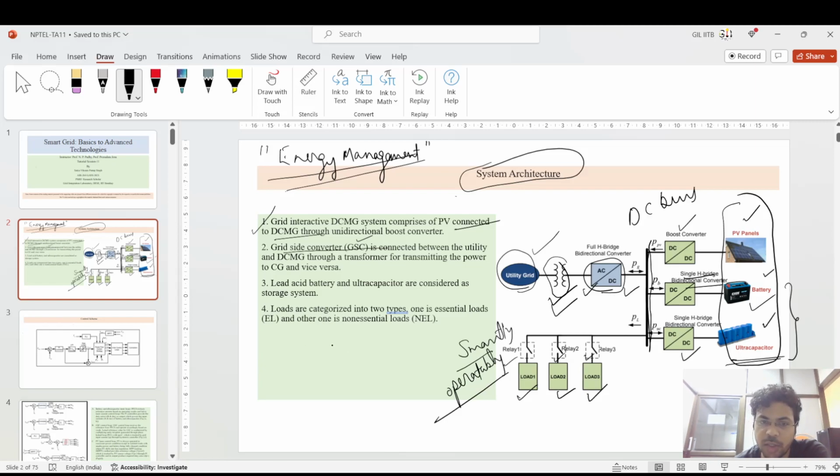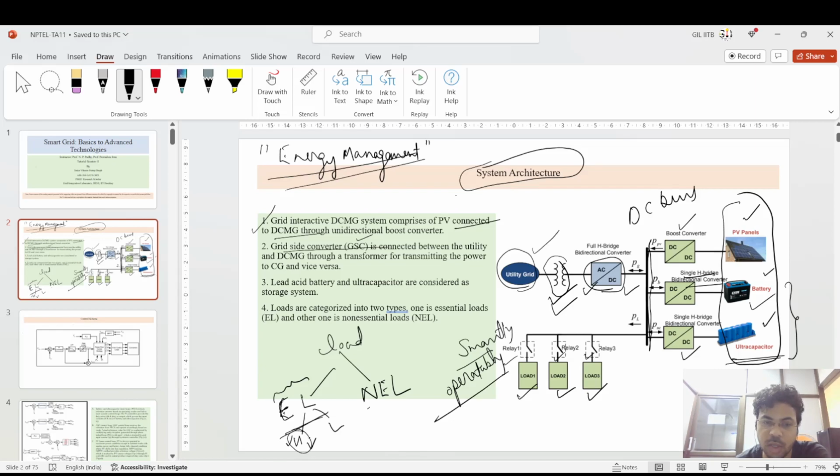You have two kinds of loads: essential loads and non-essential loads. An essential load is one which cannot be disconnected during the operation of the whole system. Among the non-essential loads, there are also two categories: high power consuming loads and low power consuming loads. Even among the essential loads, for example if you are operating the AC in the summer, it is a kind of essential load during the summer, but it is high power consuming. So based upon priority, you have to control the loads as well.